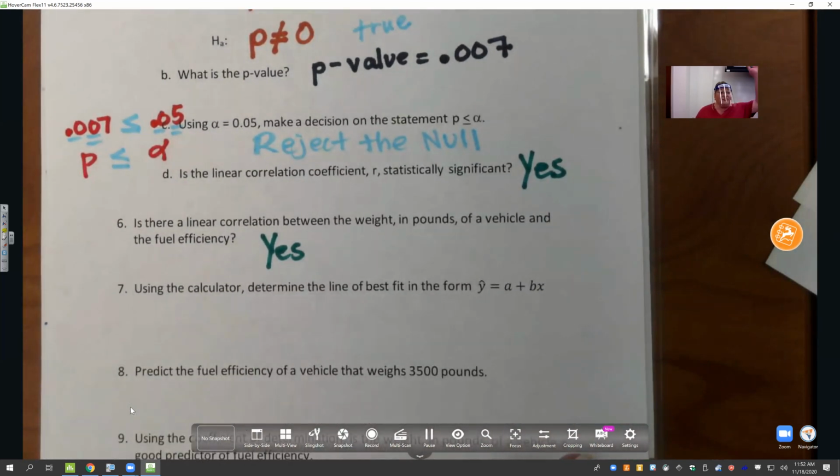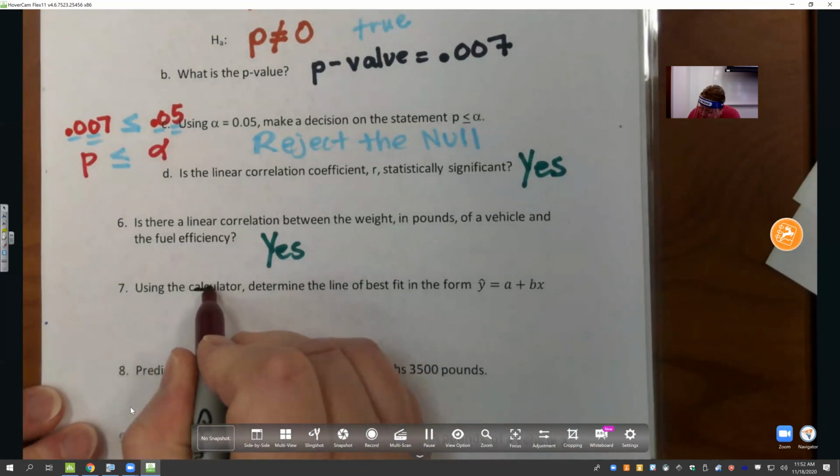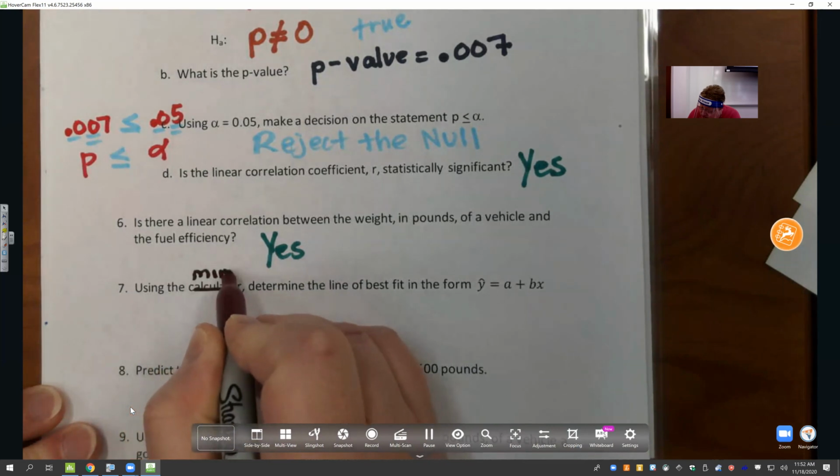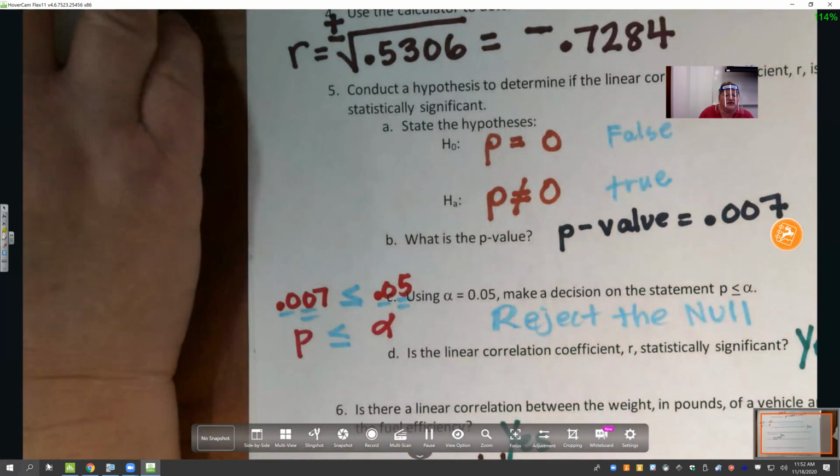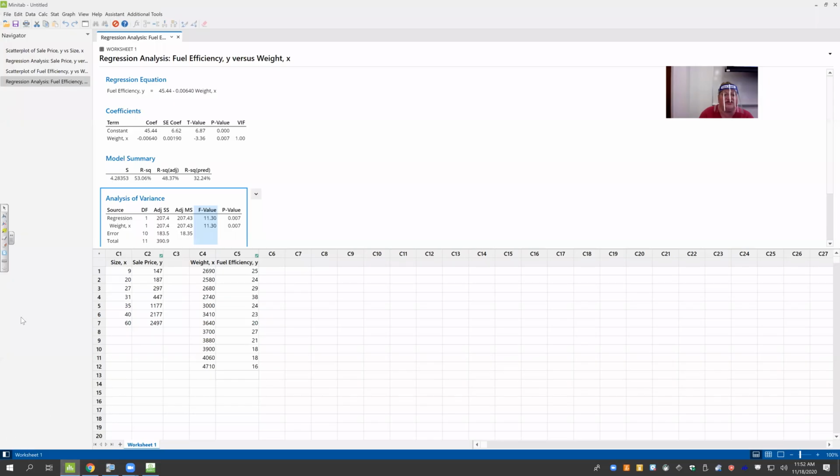So it really goes reject, yes, yes. Then using Minitab, we get our equation. It's called the regression equation. And we have y prime equals 45.44 minus 0.00640 times x.